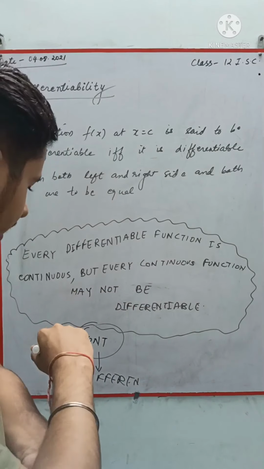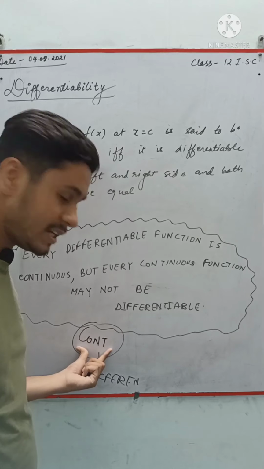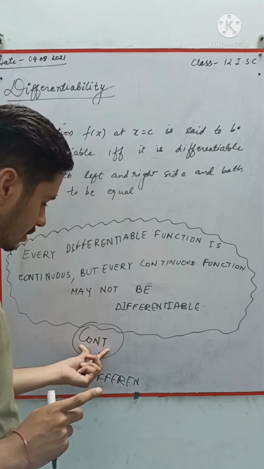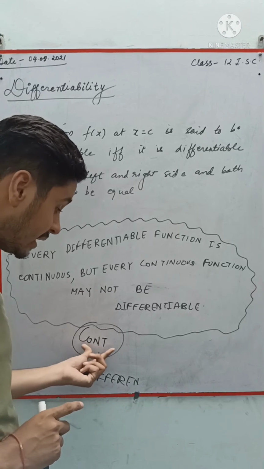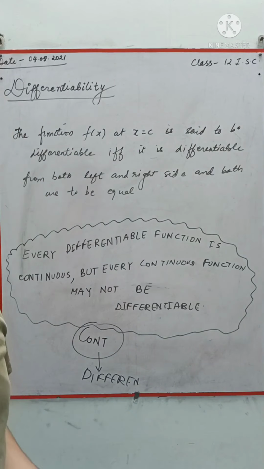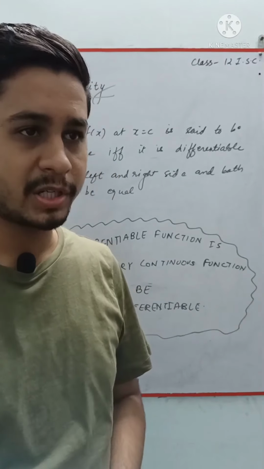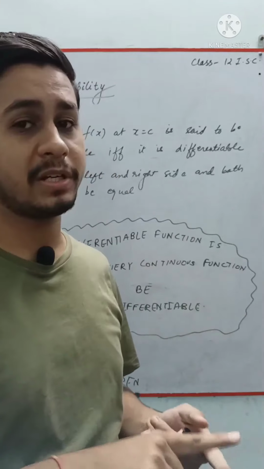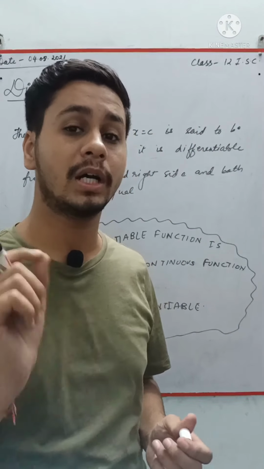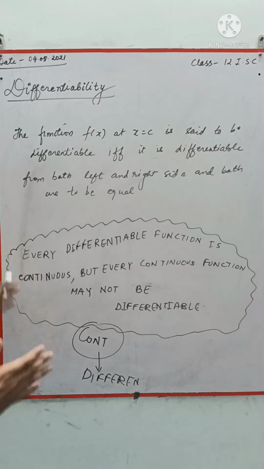So how do we say that all differentiable functions are continuous? That means every differentiable function has to be necessarily a continuous function, but every continuous function may not be differentiable. We will come across some cases where the function will be continuous, but it may or may not be differentiable. But if the function is differentiable, then necessarily it will be a continuous function. So remember this point. Okay, now let's start with the questions.